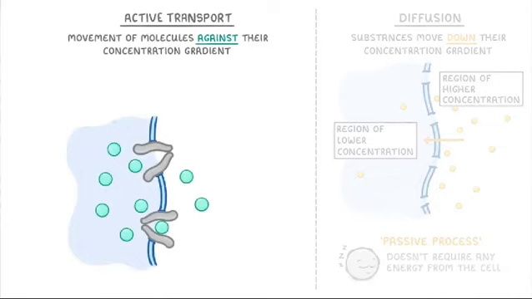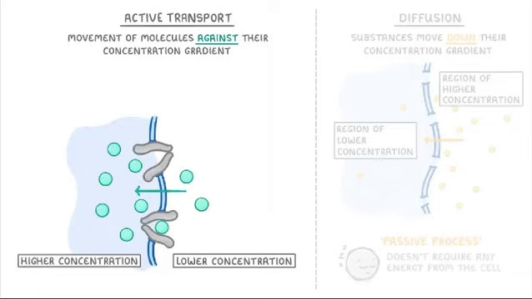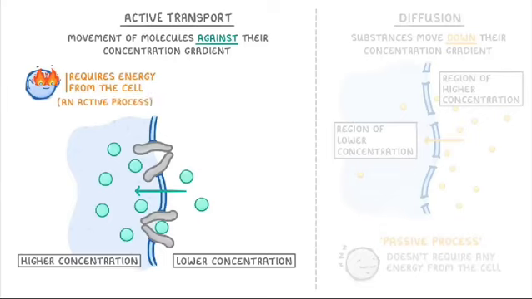Meanwhile, when we talk about active transport, it is the movement of molecules against their concentration gradient. The molecules are moving from a region of lower concentration to a region of higher concentration. That means it requires energy from the cells.